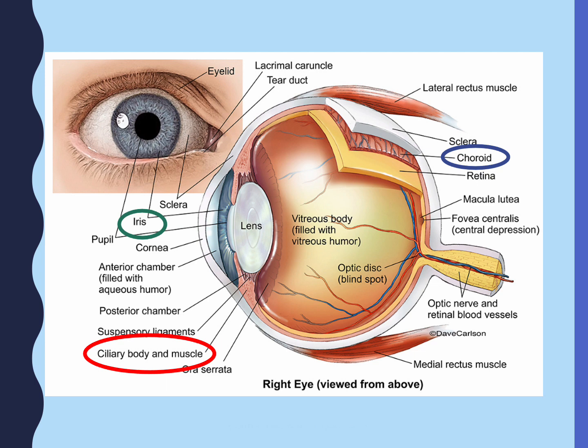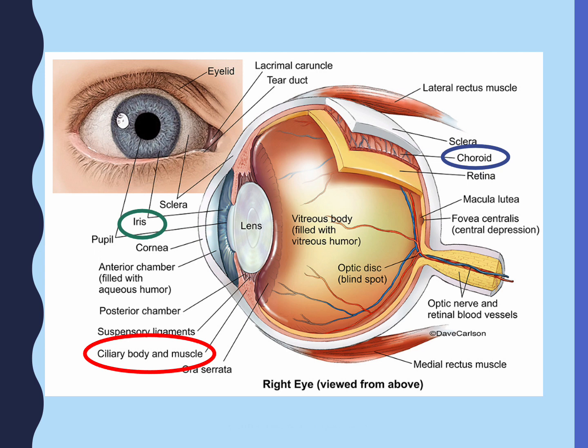Now, the iris of the eye, which is circled in green on the left side of this image, is between the cornea and the lens, and it is also attached to the ciliary processes. And this is the pretty colored part of our eyeball. And the iris works to change the size of its opening, which is referred to as the pupil.